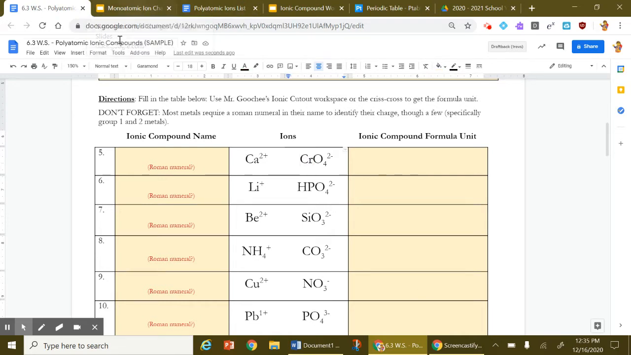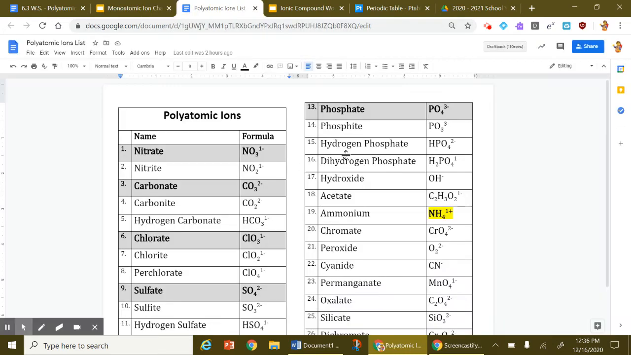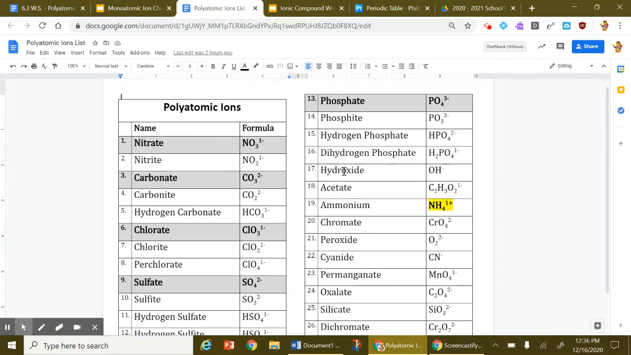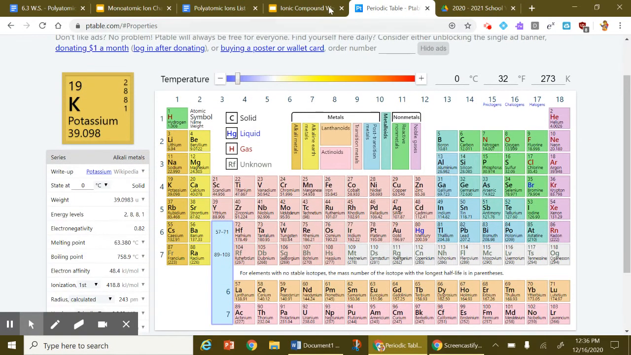Now, before we get started, there's a few things that I have open right now that are going to help me with this homework, okay? First of all, I've got that monoatomic ion chart from the previous homework, okay? Next, I have the polyatomic ion list that's been attached to this homework as well, all right? And I have this little ionic compound workspace for me to work out some things. And of course, as always, you should have a periodic table open somewhere, either digitally or maybe have your textbook open, flip open to a page with a periodic table. All right, anyways, let's get going.